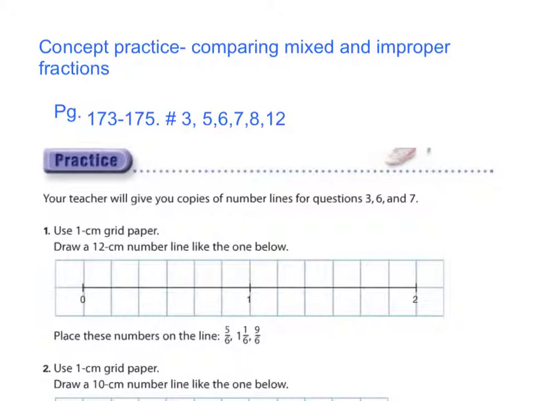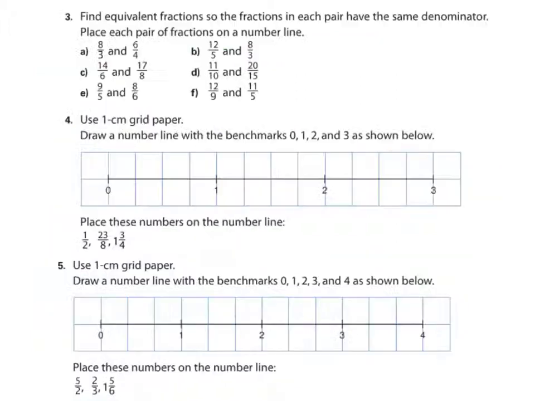All right, you get to move on to your concept practice now, where you are comparing mixed and improper fractions. It's from your textbook, page 173 to 175. You are working on numbers 3, 5, 6, 7, 8, and 12. Make sure that you are always showing your work for all of those questions. And again, some of you tend to forget your textbooks or your pages and your numbers.